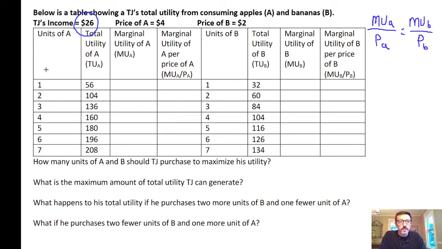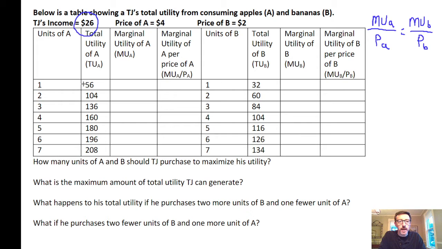First of all, you're given some number of apples that can be purchased, 1 through 7, and the amount of utility, or total utility, that you would get from consuming that number of apples. If you purchase and consume 1 apple, you'll get 56 utils of satisfaction. If you buy or eat 2 apples, you'll have a total of 104. So we can think about that.